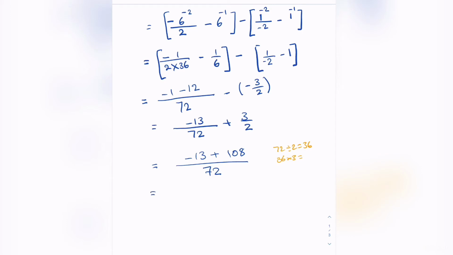Okay, so, wow. Now we'll find the value here. So minus 13 plus 108, which is 95, divided by 72, and that gives you 1.319. So that's the answer for it.